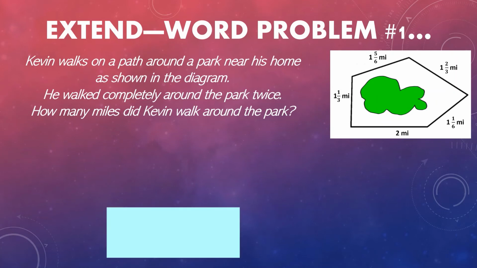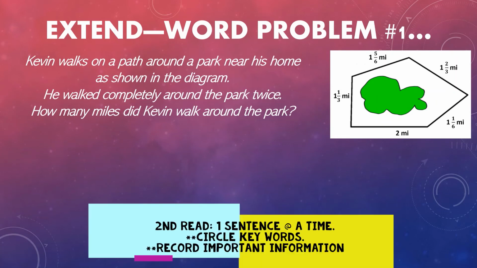First sentence says, Kevin walks on a path around a park near his home as shown in the diagram. In this case, since they have already given me the diagram, I don't have to draw anything. The second sentence says, he walked completely around the park twice. So what this means is that he's gonna walk around this park area. You've done this before, okay? Not 1 time, but 2 times. And because he walked around this park, what concept are we talking about? We're talking about perimeter.